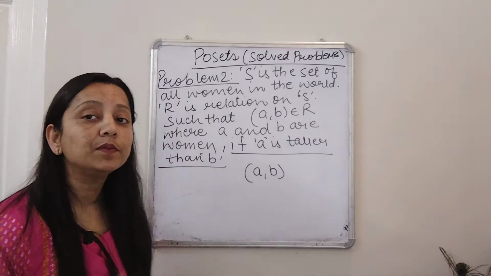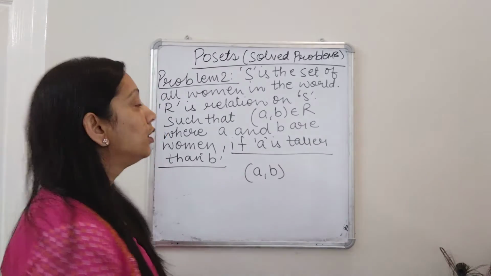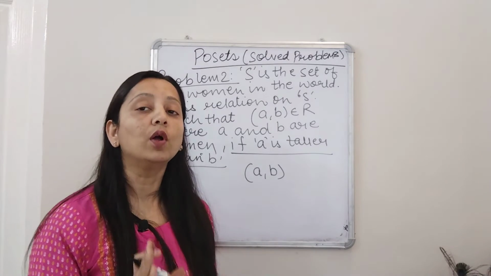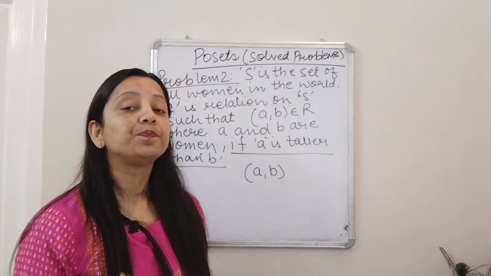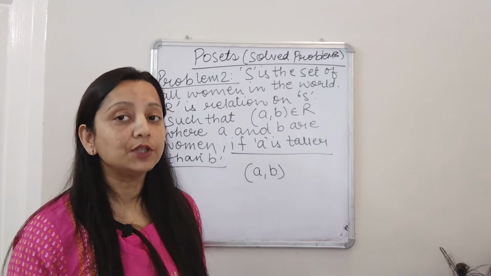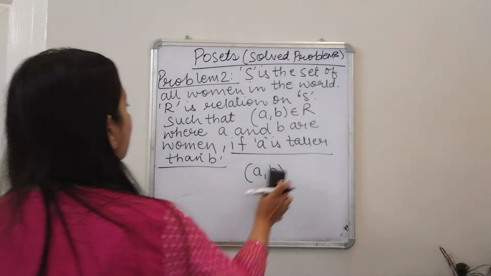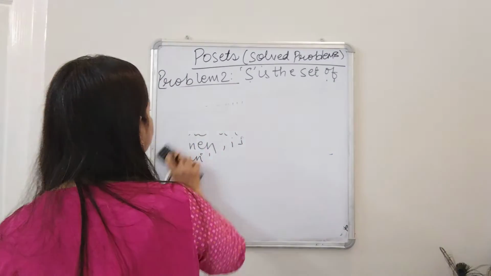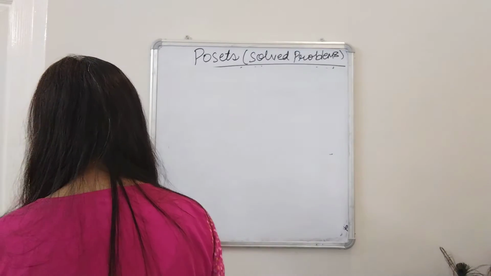Now again the same thing we have to find out whether it is a partial order or not. Now let us see how we will do that. Now you're clear that S is a set consisting of all the women in the world. R is a relation which is formed on this set, which says that the ordered pair AB will exist such that A is taller than B. So let us see if we can find out if this is a poset or not.